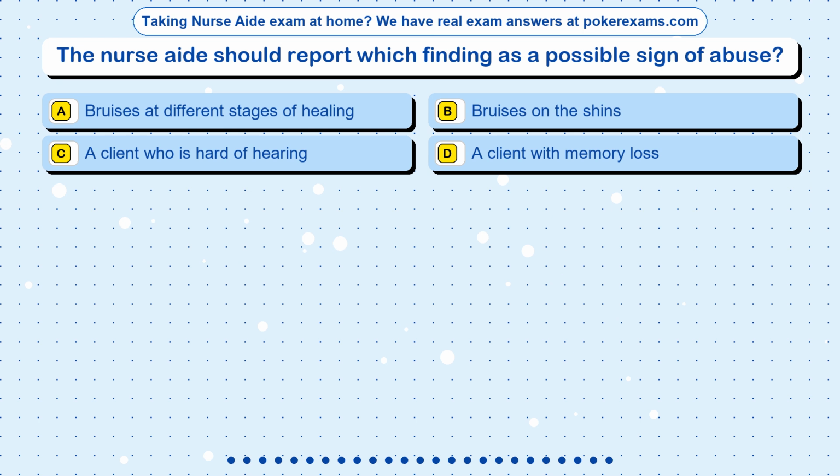Question 15. The nurse aide should report which finding as a possible sign of abuse? Option A. Bruises at different stages of healing. Option B. Bruises on the shins. Option C. A client who is hard of hearing. Option D. A client with memory loss.